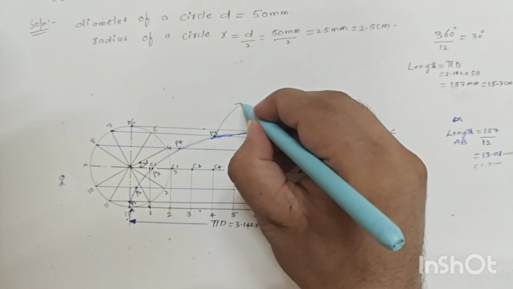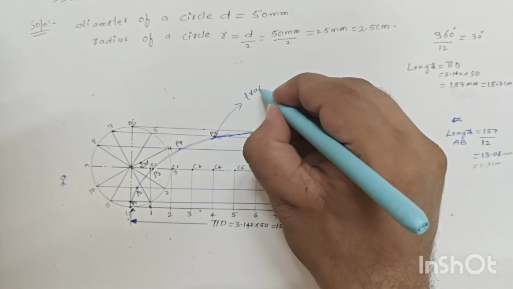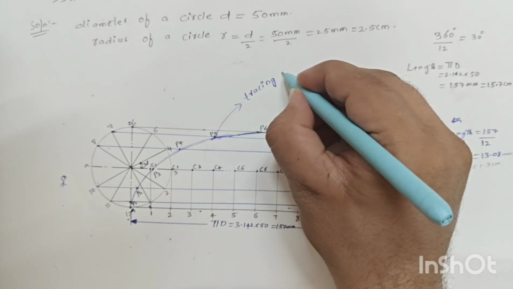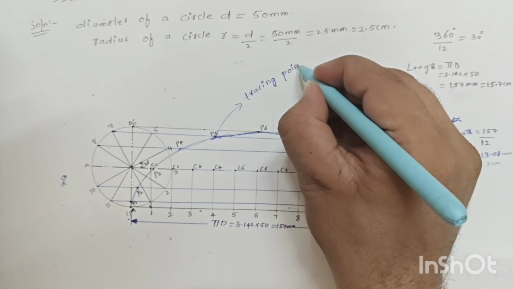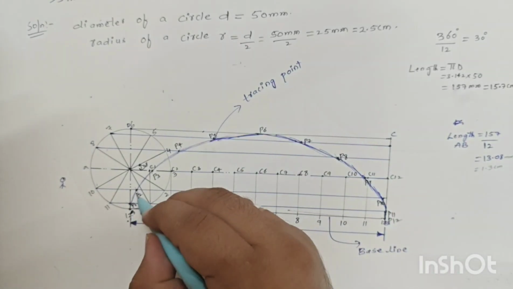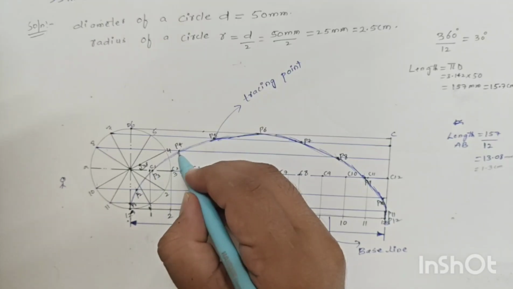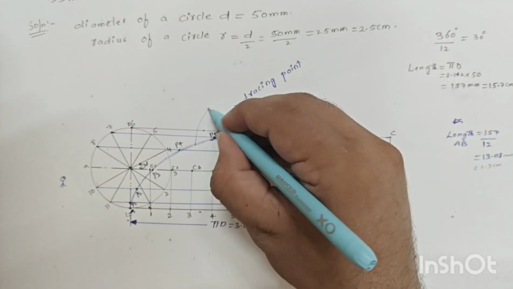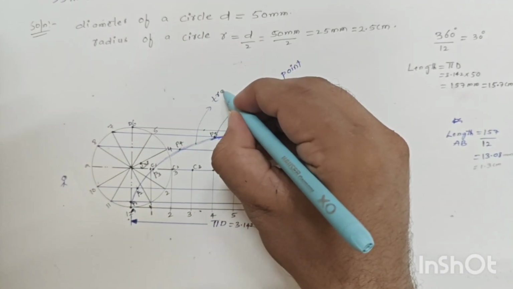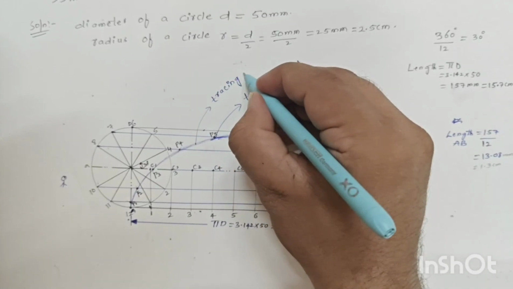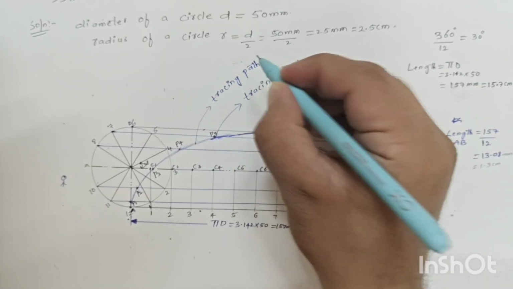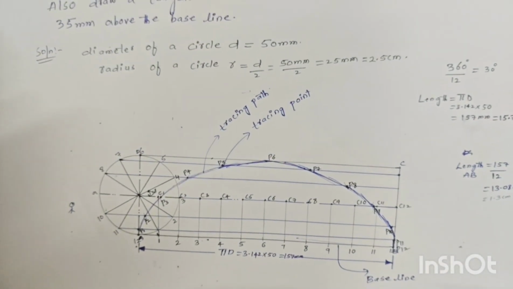This is what we can say here, tracing point. Joining from P1 to P2, P2 to P3, P3 to P4, P4 to P5. So this is what we can say, tracing path. Clear?